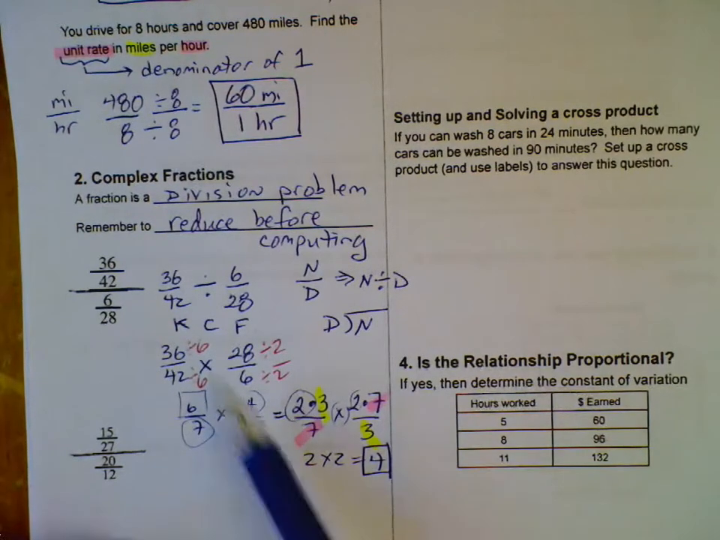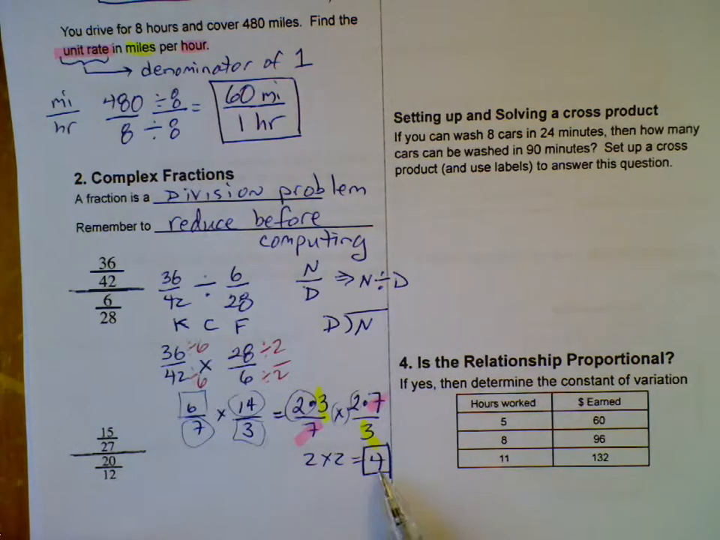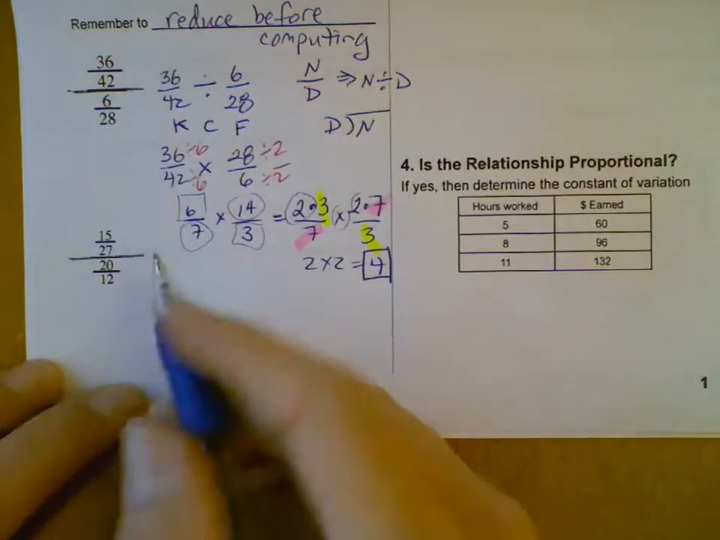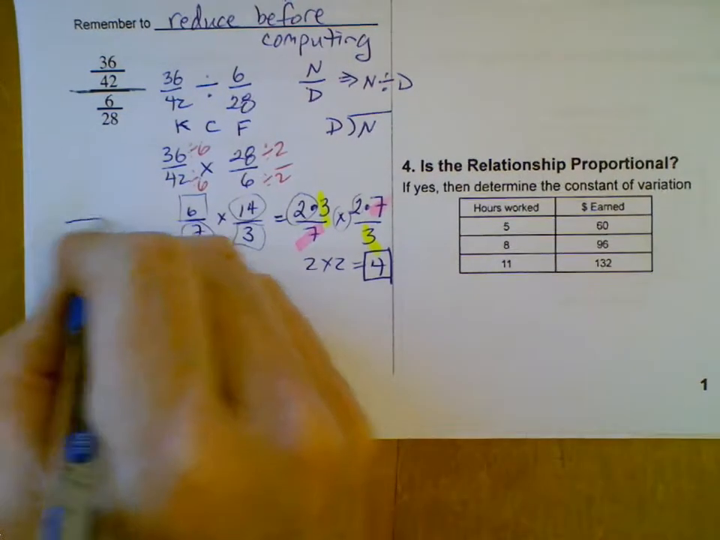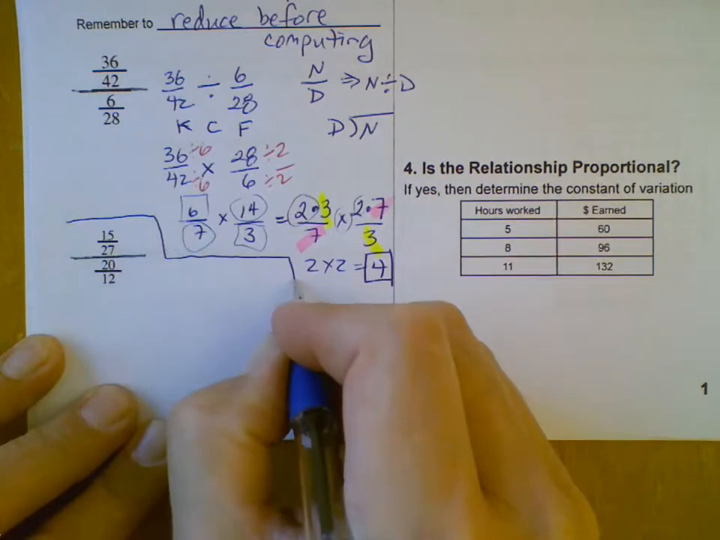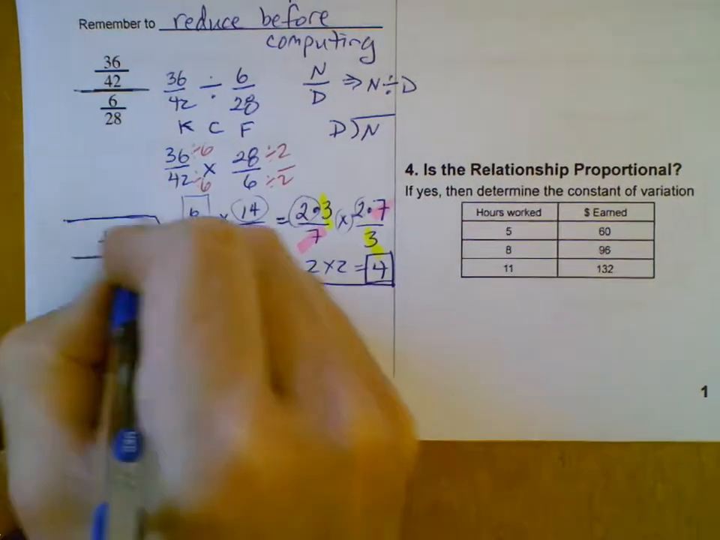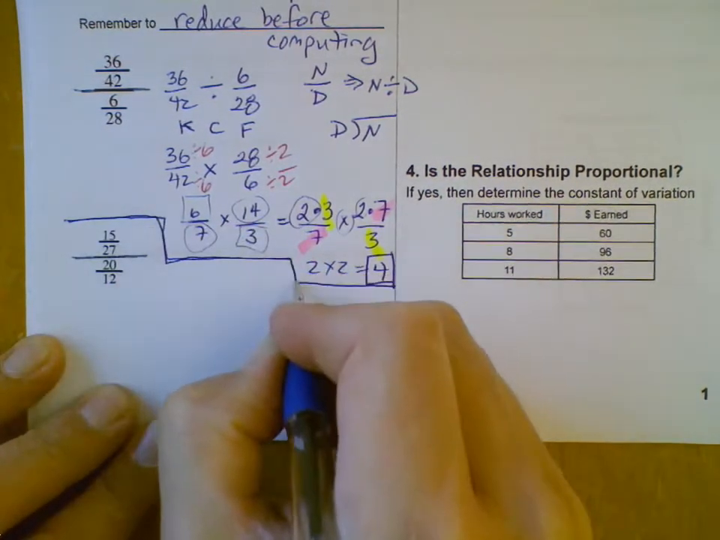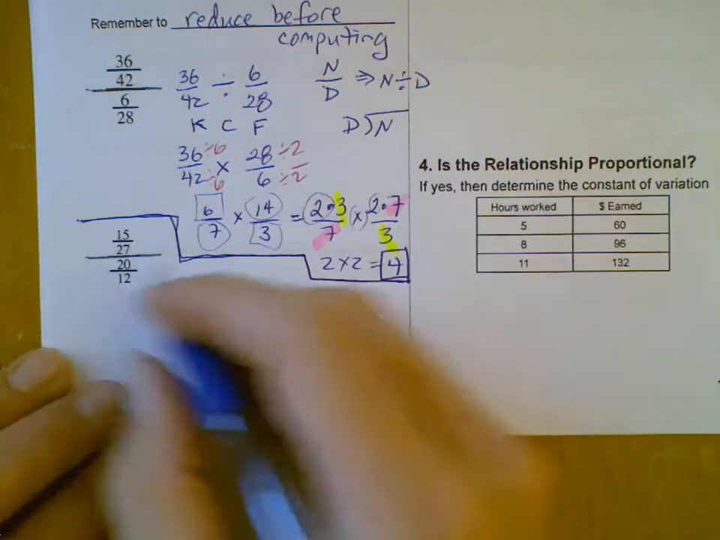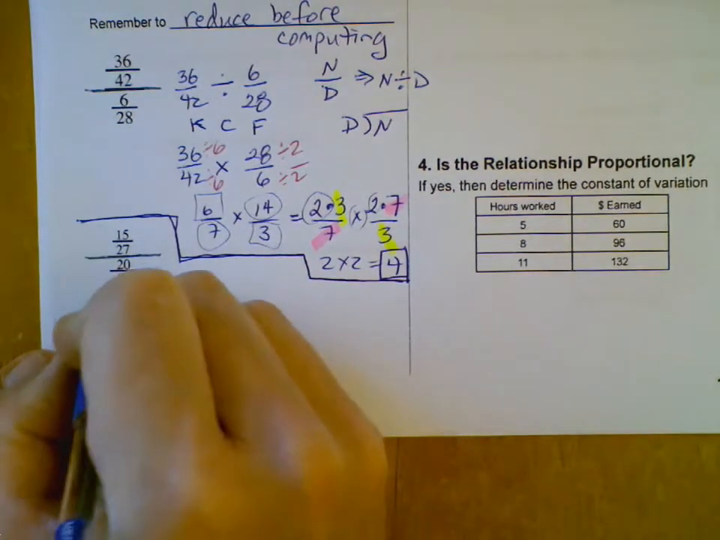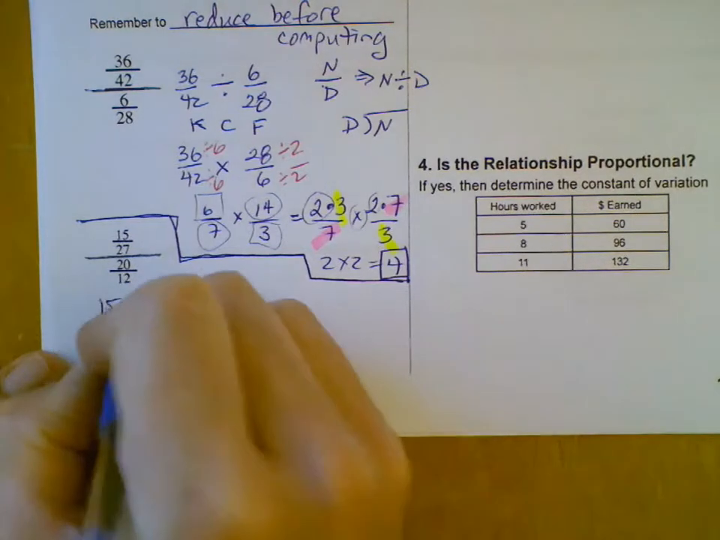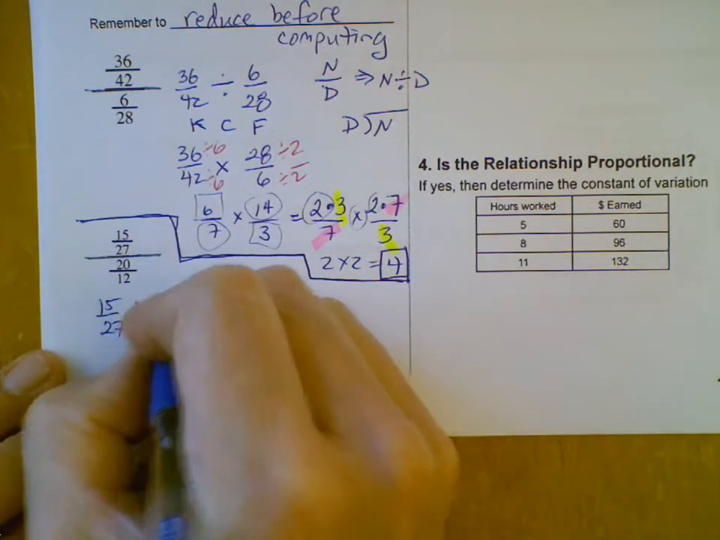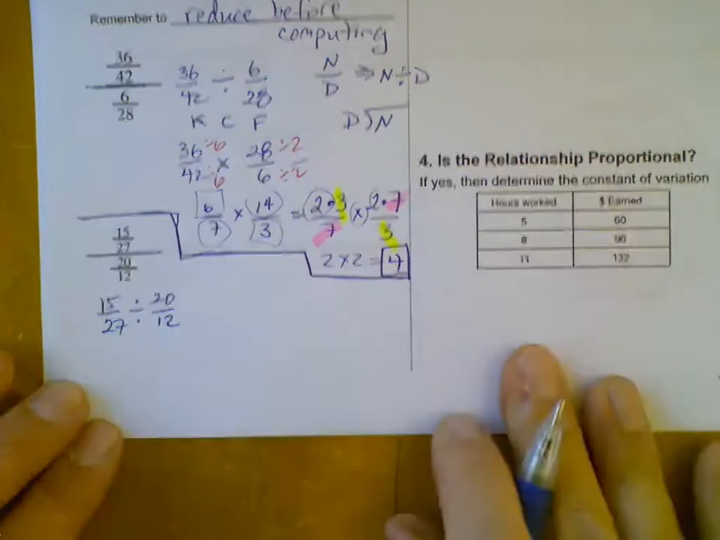So this all broke down and was 4. Here's one more example. I'll draw a line here and try to separate the work to keep the two from each other. So I have 15 over 27 divided by 20 over 12.